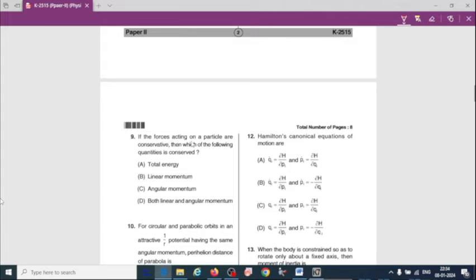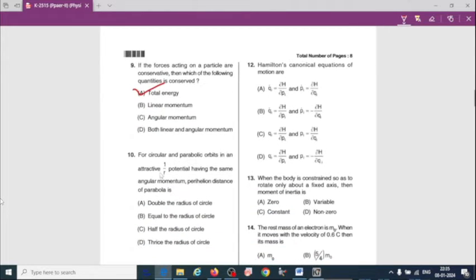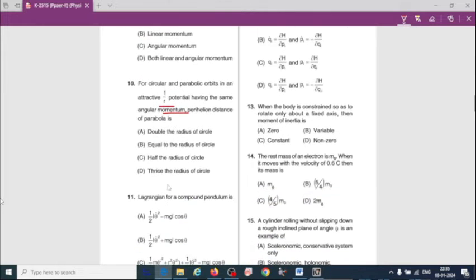If the forces acting on a particle are conservative, then which of the following quantity is conserved? So ninth one, option A, total energy. For circular and parabolic orbits in an attractive 1 divided by r potential having the same angular momentum, perihelion distance of parabola is, that is option C, half the radius of circle.